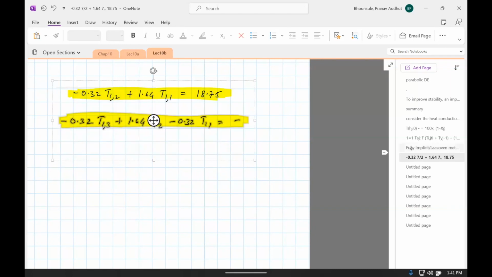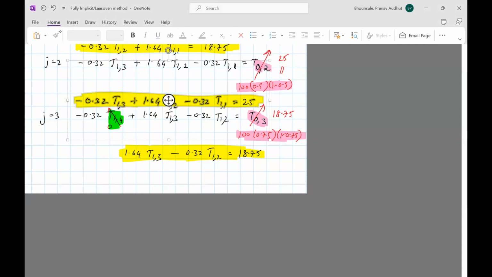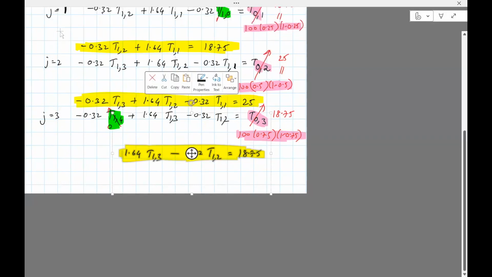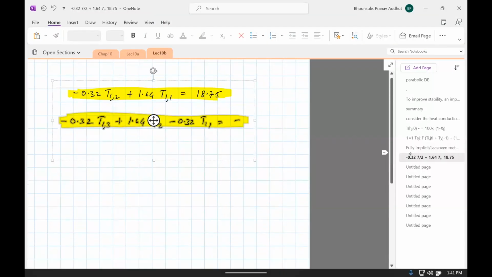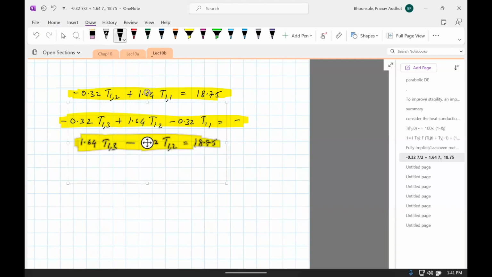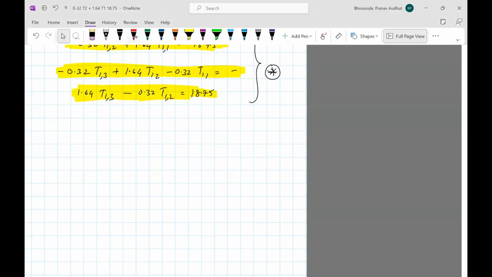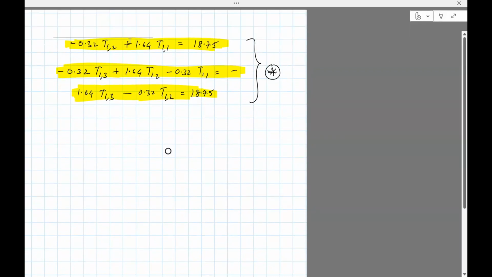Second one. Okay, there are three formulas. I'll actually write these down. I think I forgot something. This is 25, I think. 25 or 21. 25, yeah, 25.